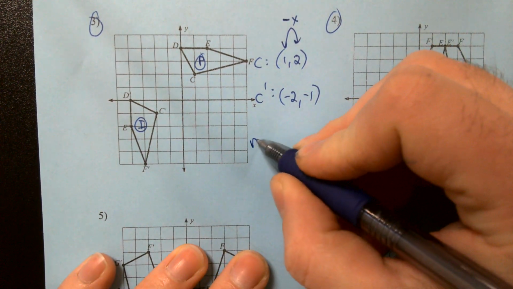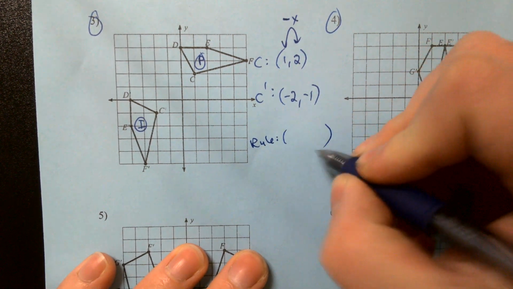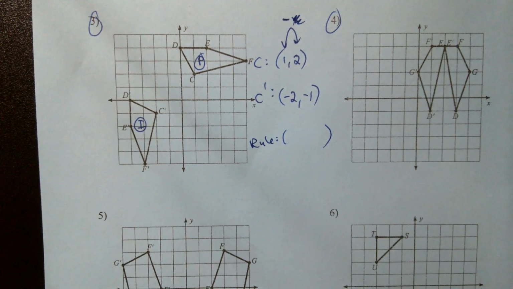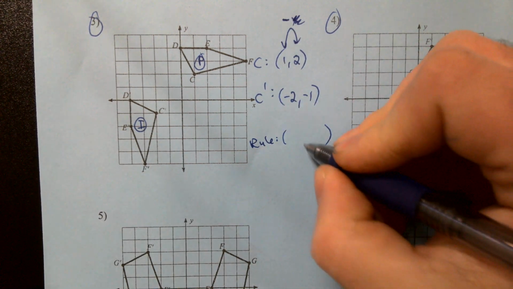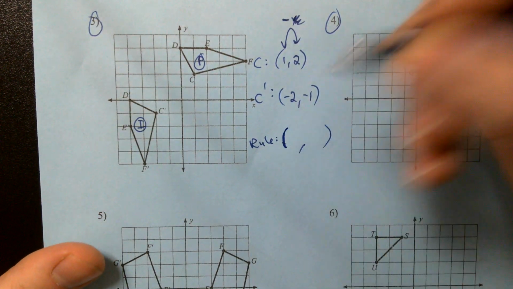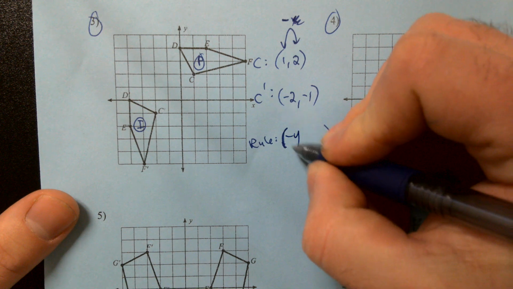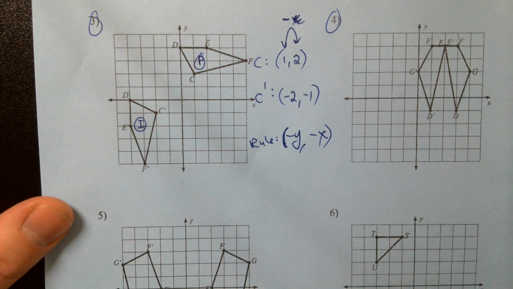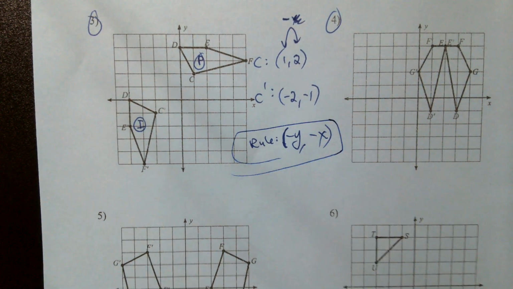All right, so if I was going to write a rule for that, what would that rule look like? If I swap the x and the y and I make them both negative, I flip both their signs. Alex, what rule did you write? Negative y, comma negative x. Negative y, comma negative x. Give me a thumbs up if that's the rule that you wrote for this.